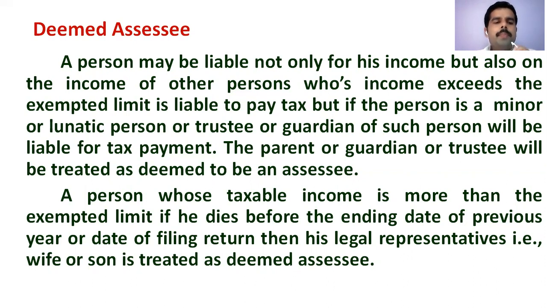Then a person whose taxable income is more than the exempted limit, if he dies, this is also most important here. Listen carefully. If the person dies before the end of the previous year, or the date of filing the return, then the legal representatives, that is the wife or son, will be treated as deemed assessee, because on behalf of his father, on behalf of her husband, they come forward to file the income tax returns. For them we are going to call deemed assessee.